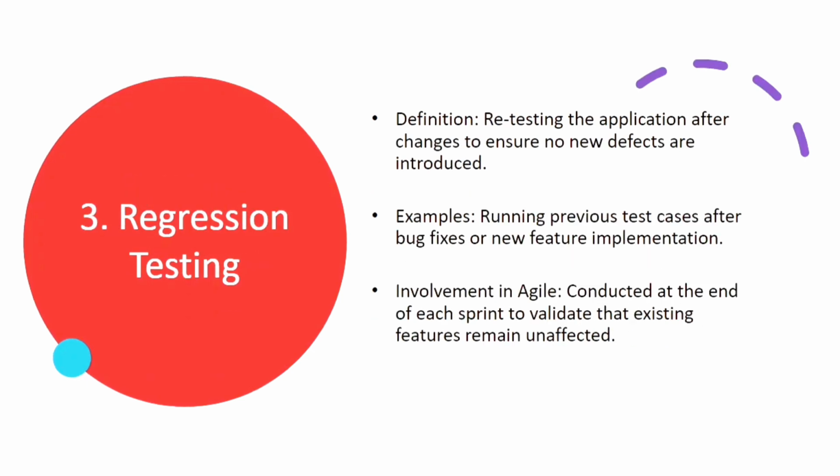Then we have regression testing. Regression testing is nothing but retesting of the entire application. It is actually for insurance purposes, to ensure that no new defect is introduced. Here we are running the previous test cases after bug fixes and after new feature implementation.